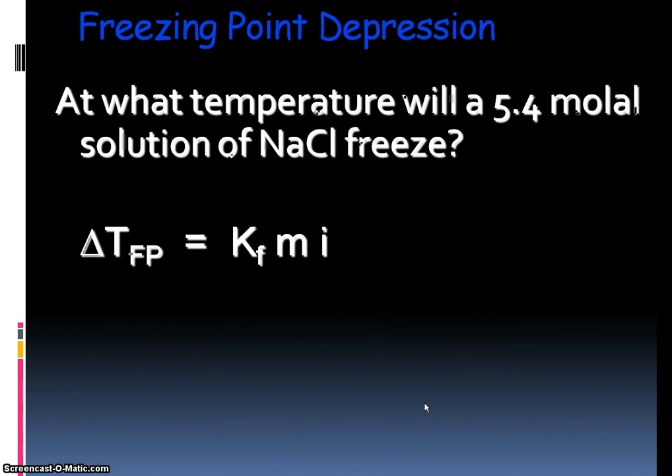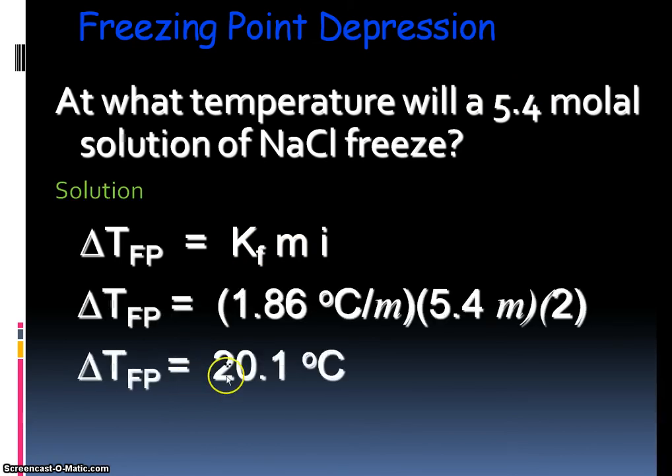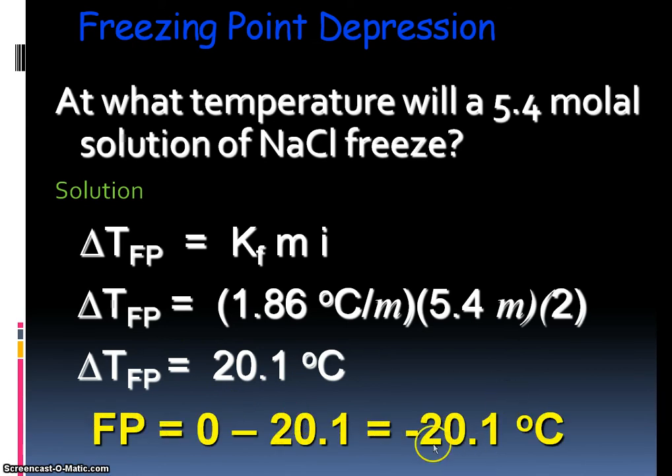Okay, now here is one for you to try. So pause the video, try it, and let's come back and see how you did. We're back. We have NaCl. The NaCl will break into 2 parts, so your i here is 2. Your molality is 5.4, and your Kf is the 1.86. We're going to plug that all in, times it out, we get 20.1. We're not finished. Subtract that from 0, and we get our new freezing point of a negative 20.1 degrees Celsius. How'd you do? Hopefully great.